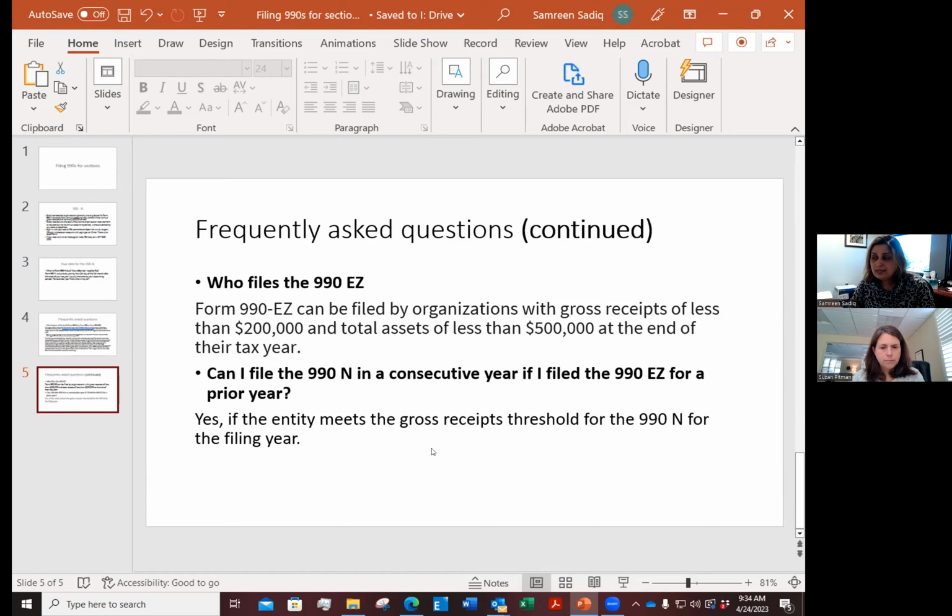And another question we encounter is, can I file the 990N in a consecutive year if I filed a 990EZ for a prior year? And the answer is yes. If the entity meets the $50,000 or less criteria for that year, then yes, you can file the 990N. You can switch between 990EZ and 990N annually, but if you're filing a regular 990, then you cannot switch. So as long as you're filing a 990N or a 990EZ, you can switch between those forms.